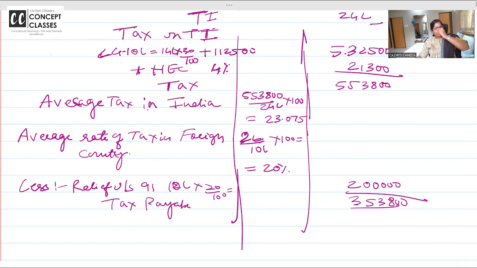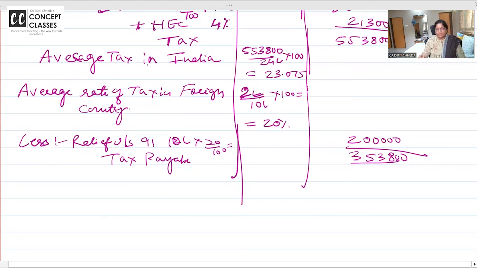Today the concentration is on problems of both types. Tomorrow also I'll do an advanced level question and some more theory. There is a little theory in this too: tax certificate, purpose of DTAA, but it's very easy. 3,53,800.